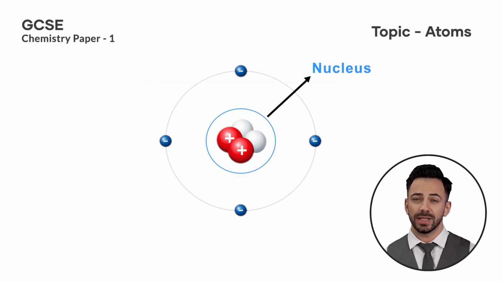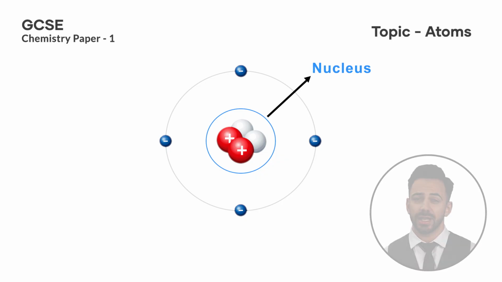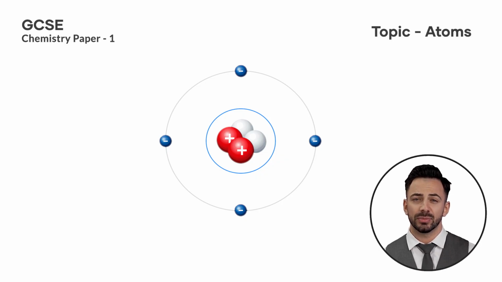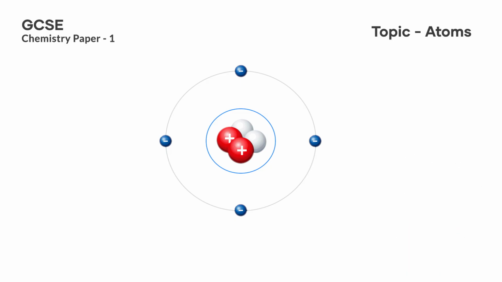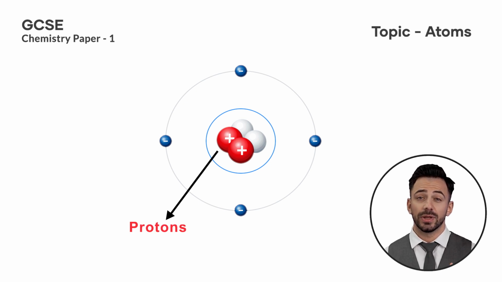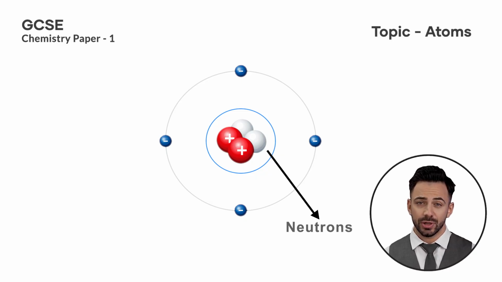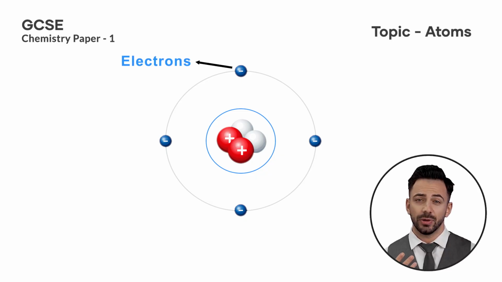You may also notice that the nucleus has a positive charge. Why is the nucleus positive? It is positive because it contains protons. So let's quickly check the charges of the particles. Which particle is positive? That's the proton. Which particle has no charge at all? That's the neutron. And which particle is negative? That's the electron.